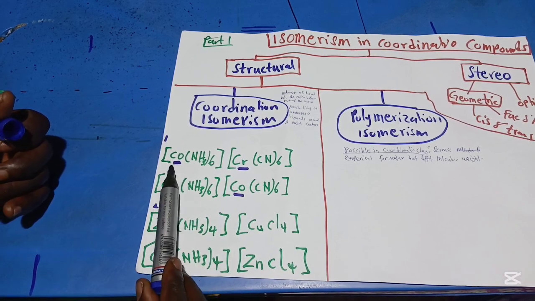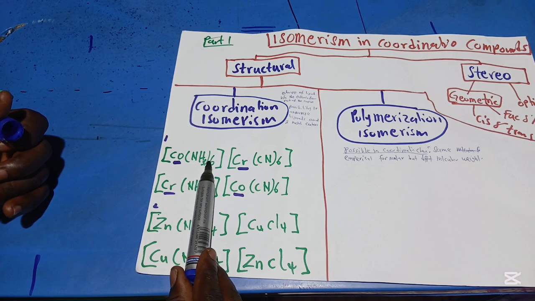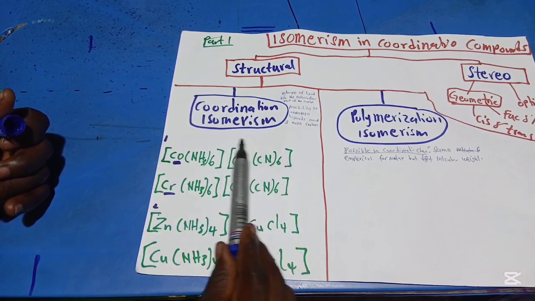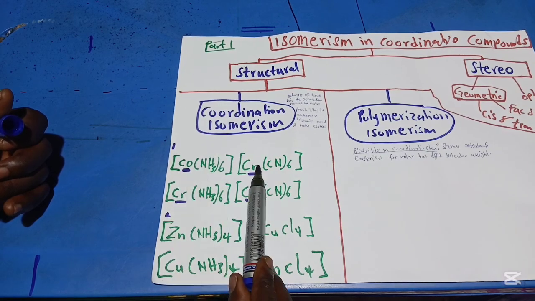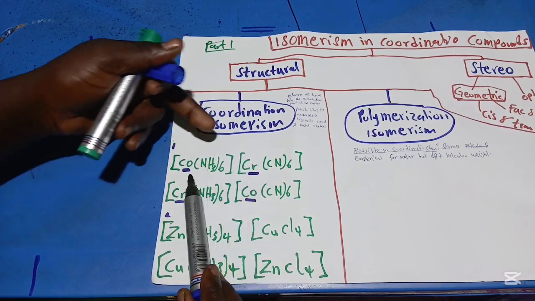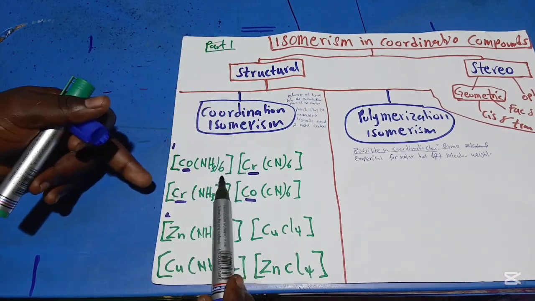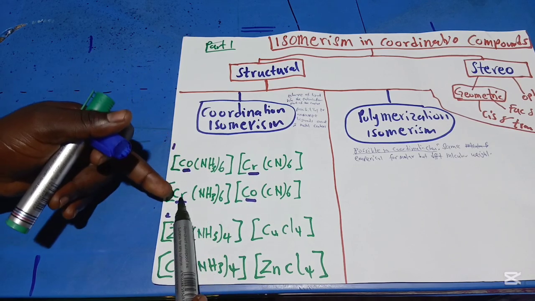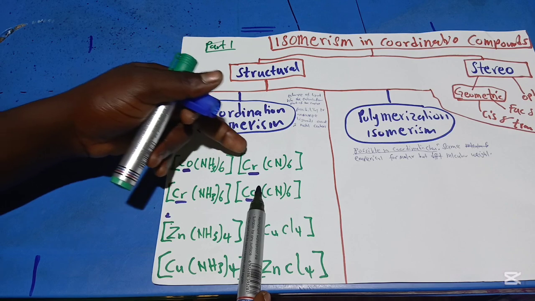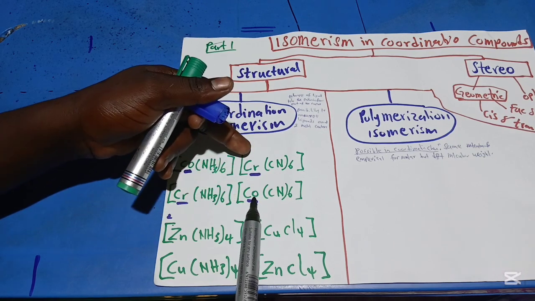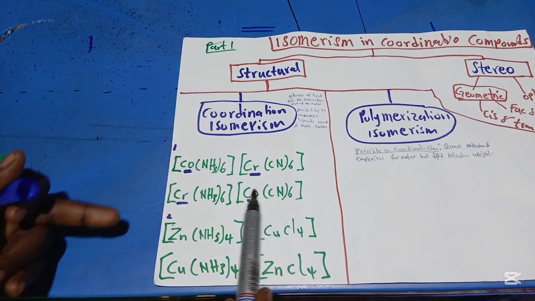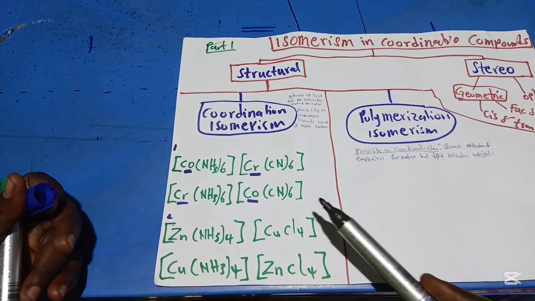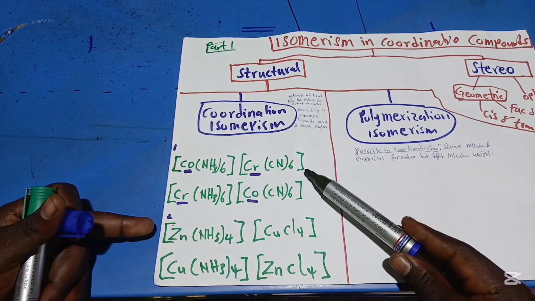You could see that we have cobalt here forming a complex with ammonia, but the two metal atoms in this complex are what and what? We have cobalt and chromium. So at the end of the day, cobalt and chromium are going to exchange their places. Where chromium was, we will have cobalt, and where cobalt was, we will have chromium. So at the end of the day, they exchange their ligands. If you see something like this, then we have coordination isomerism.